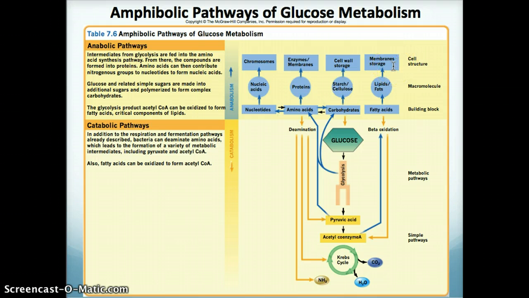And then our fatty acids, when bound together, can be lipids and fats, which can make up the membrane and also energy storage. So you can see that these 2 processes of catabolism and anabolism keep that cell in a great way of either breaking down to get energy or building up to make the things that are needed by the cell.